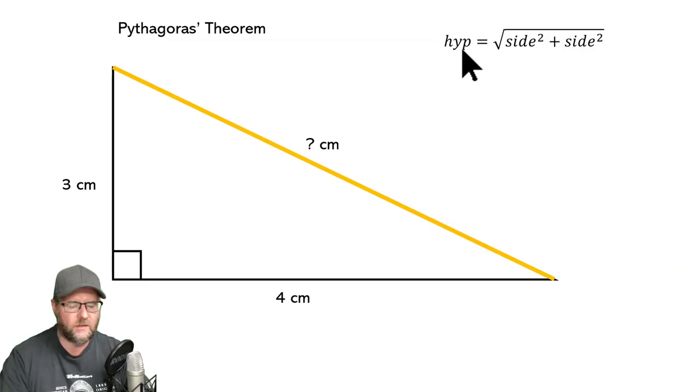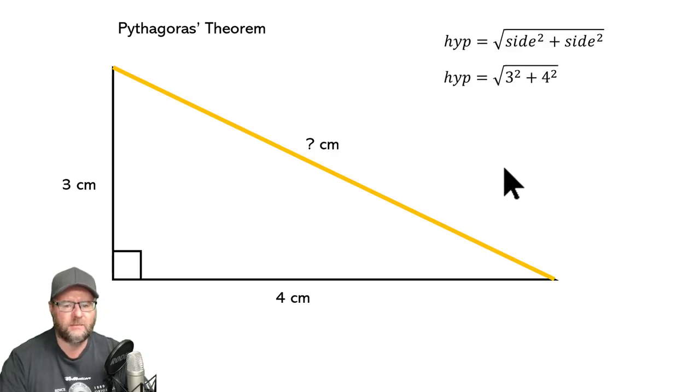In this case, the length of our hypotenuse is simply the square root, and inside the square root we put the length of one side squared plus the other side squared. So let's have a look at how that looks in numbers.